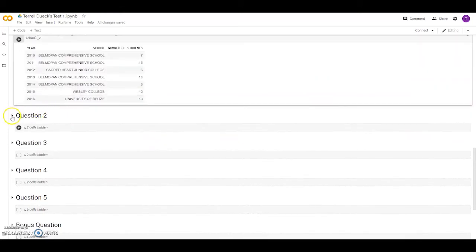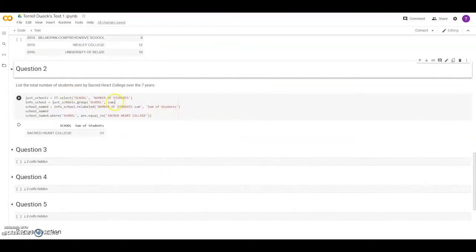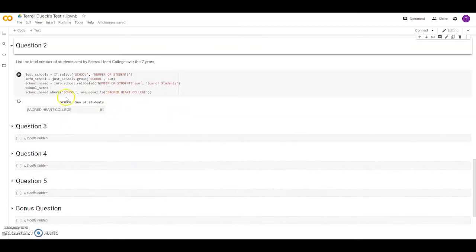Now in question 2, it asks, list the total number of students sent by Sacred Heart College over the 7 years. So I selected my school and number of students again. And so I grouped by school and I relabeled it again. And I used the where function and I used equal to, and I found out that Sacred Heart College sent 51 students over the 7 years.